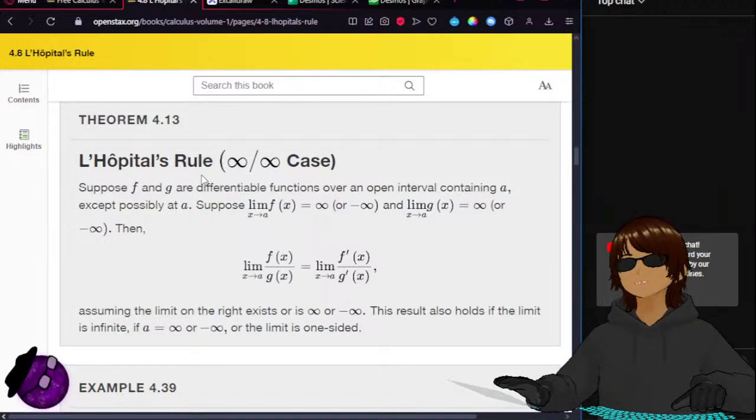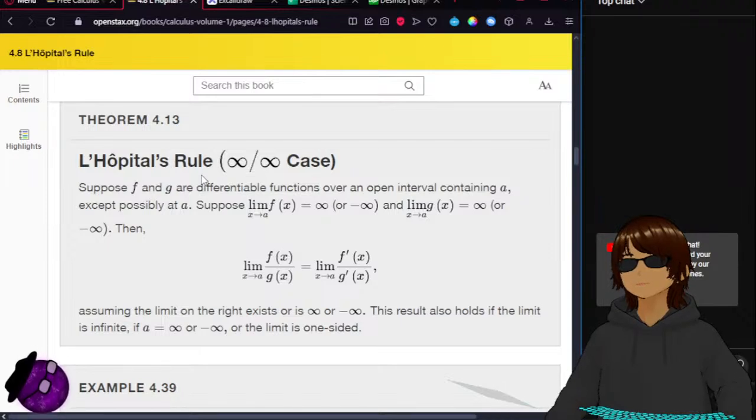L'Hopital's rule, infinity over infinity case. Suppose f and g are differentiable functions over an open interval containing a except possibly at a. Suppose the limit of f of x as x approaches a is infinity or negative infinity, and the limit of g of x as x approaches a is infinity or negative infinity. Then we have this case.